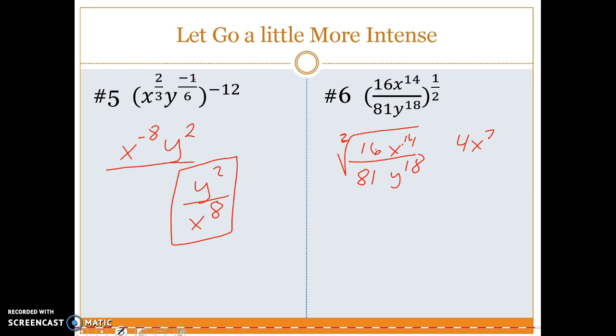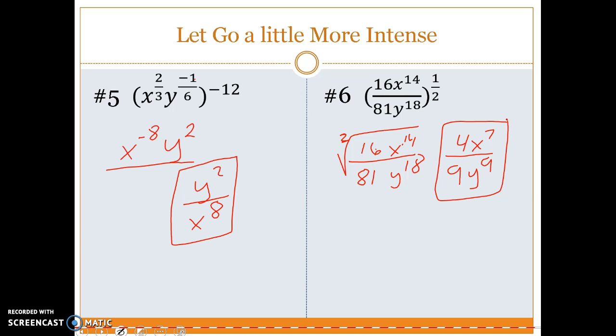Or I can think of it as I'm taking them out in groups of 2. How many groups of 2 do I have in 14 x's? That's 7 of them. Then the bottom, the denominator, the square root of 81 is just 9. And then the square root of y to the 18th, that's 18 divided by 2, which is y to the 9th. And so my final answer there is going to be 4x to the 7th over 9y to the 9th.